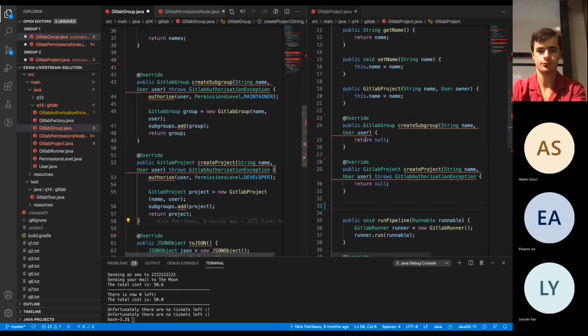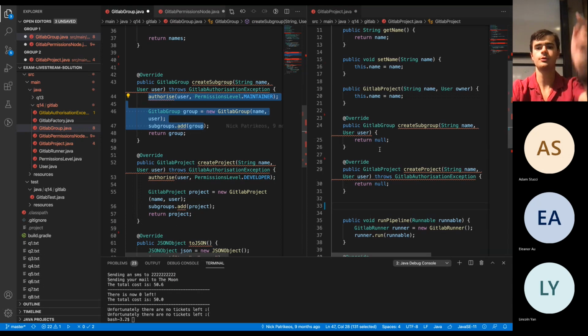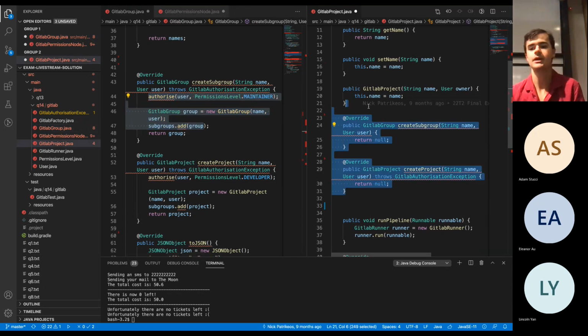So create subgroup and project. When we create a project in a group, we authorize and then create a new project object and then add that, and then same thing in the group. But notice when we try to create a new project within a project, that doesn't mean anything. We just return null. And you're like, well, that kind of makes sense because I can't create a project inside a project in GitLab. That's what it means to be a leaf node, right? You don't go any deeper in the tree.